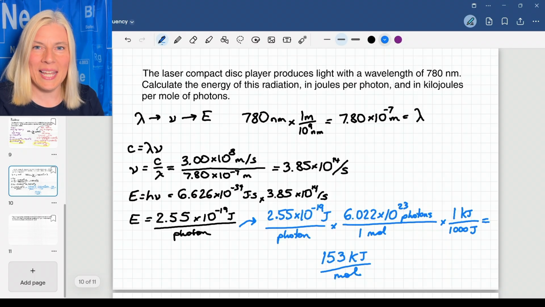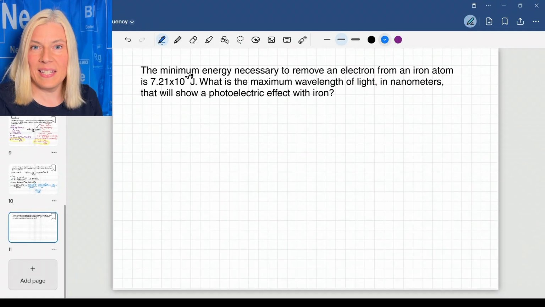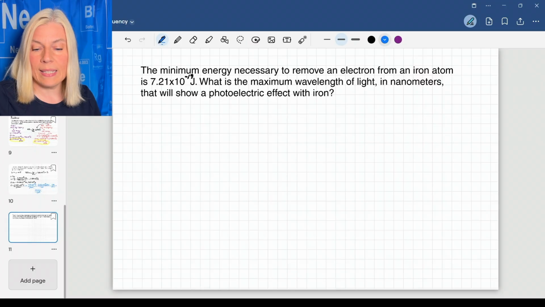Is this making more sense? Okay, last problem. Are you ready? Last one. So here it says, the minimum energy necessary to remove an electron from an iron atom is 7.21 times 10 to the negative 19 joules. What is the maximum wavelength of light in nanometers that will show a photoelectric effect with iron?